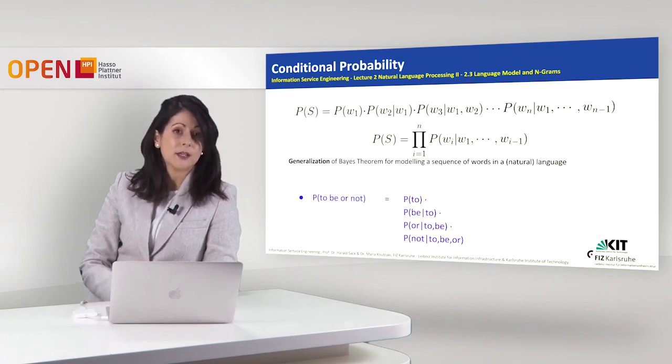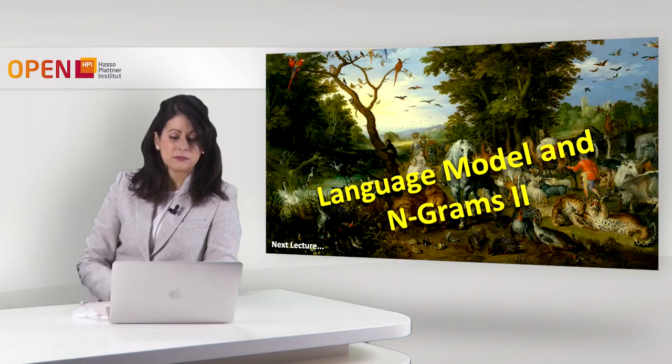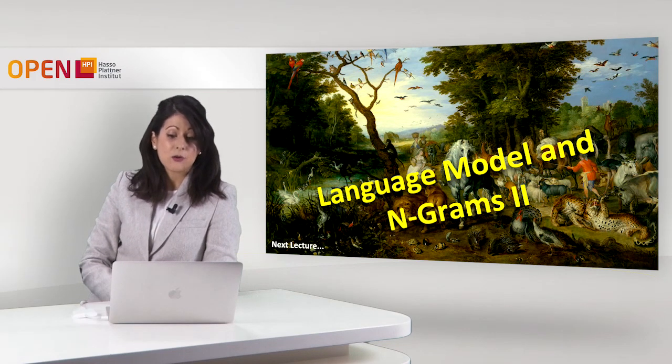To compute the probability of the sentence "to be or not", first we have to compute the probability of the word "to", multiplied by the conditional probability of the word "be", given that "to" has already happened before "be", multiplied by the conditional probability of "or", given that both words "to" and "be" are already there before "or", multiplied by the conditional probability of the word "not", given that all 3 words "to", "be", "or" are there before the word "not". In the next part of the lecture, we are going to go deeper into n-grams and see how we actually compute it, so we will continue with the second part of language models and n-grams.